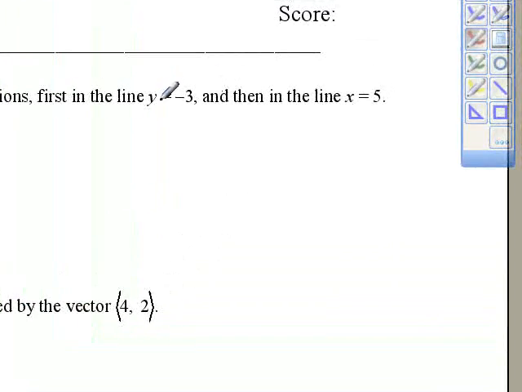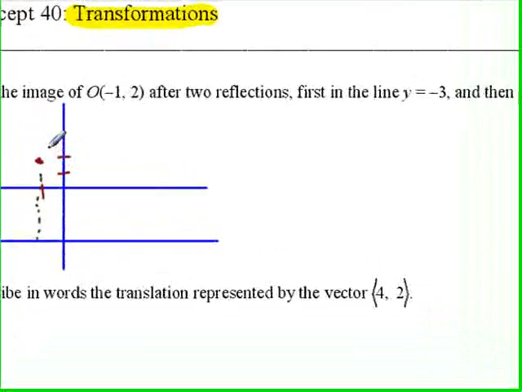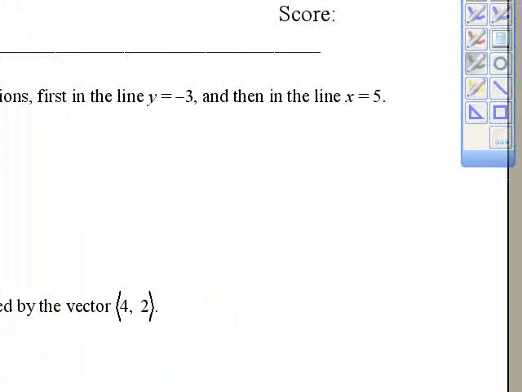Now we need to reflect that in the line y equals negative 3. So that's going to be somewhere down here. It's going to go across that line. We need to know how far this is so we can reflect it across there. It's up at 2, and we're going across negative 3. So we're going to go 5 the other side of negative 3, which would put us at negative 8. Is the x value going to change, the negative 1? Now we're going to be down here at negative 1, comma, negative 8. So that's the first reflection in the line y equals negative 3.